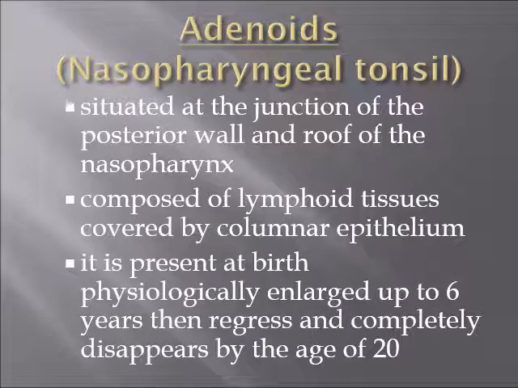What's the adenoid? The adenoid is the nasopharyngeal tonsil. It's an accumulation of lymphoid tissue at the junction of the posterior wall and the roof of the nasopharynx. It's composed of lymphoid tissue covered by columnar epithelium. It's present at birth, and physiologically it enlarges up to the age of 6 years, and then it starts to regress to disappear completely by the age of 20 years.